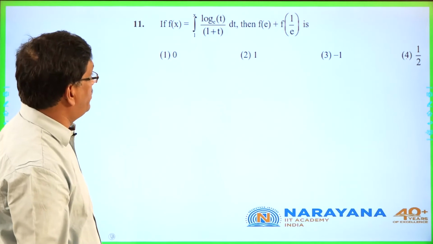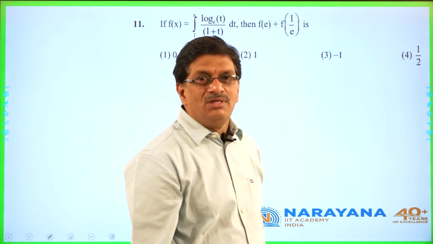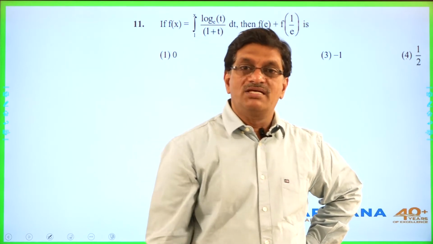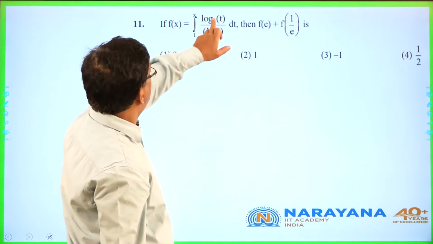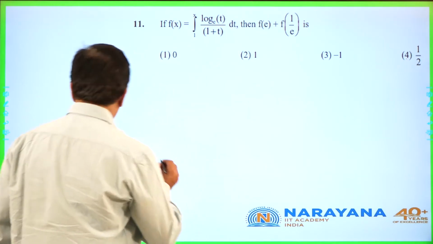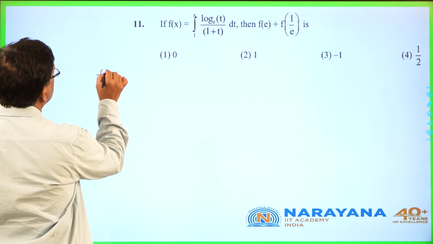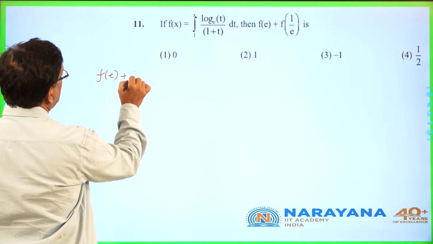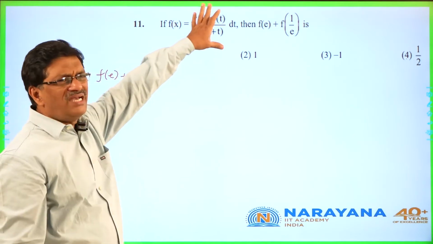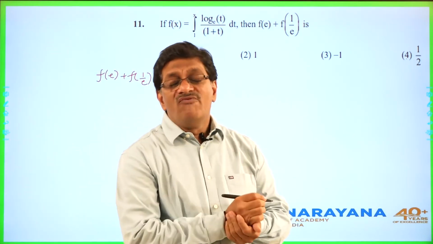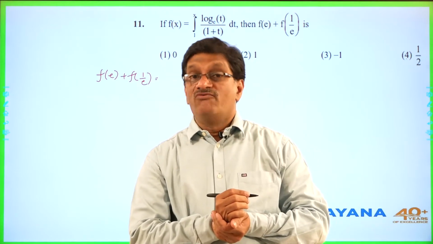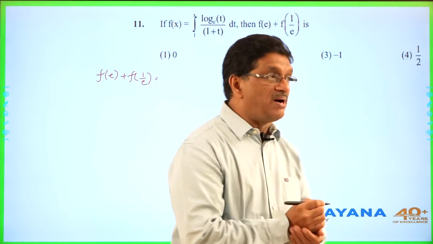Question number 11. One of the good problems. It is a previous IIT question only. Long back given. f of x is equal to so and so. f of e plus f of 1 by e. This is the definition of f of x. Wherever x is there, write e. Wherever x is there, write 1 by e.